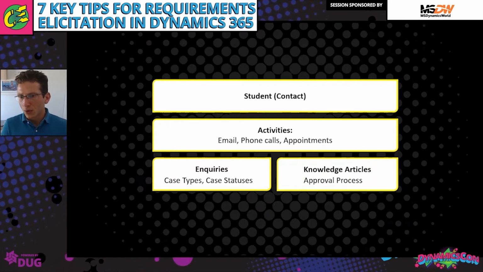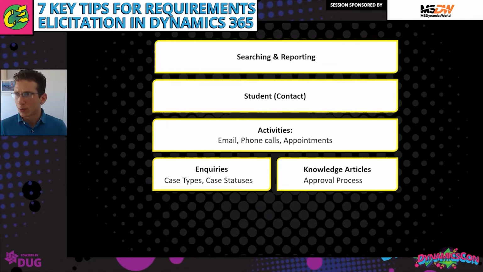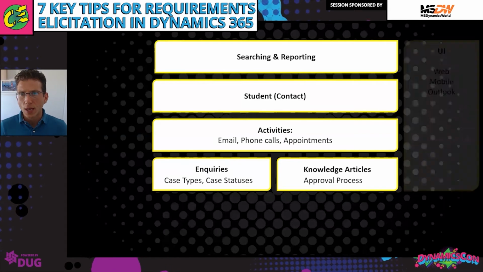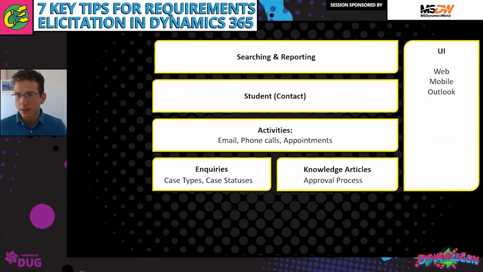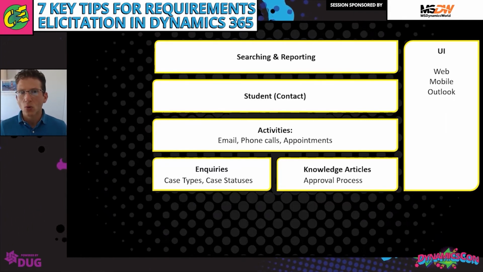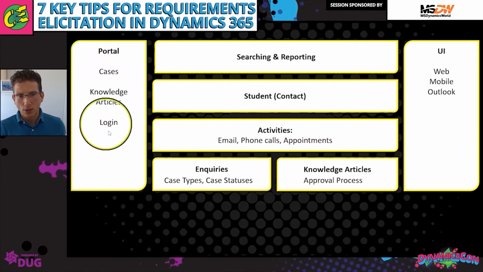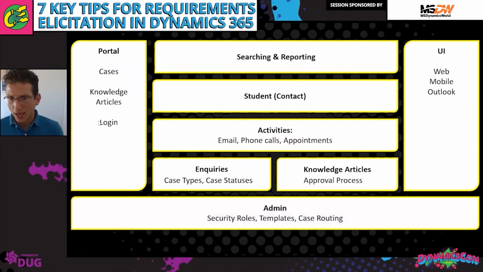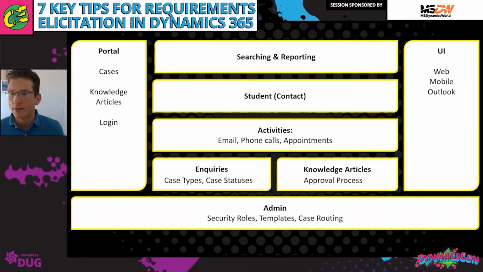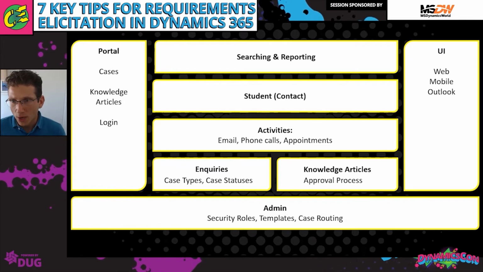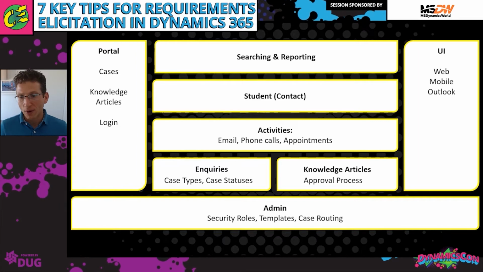So the more details you can add through your conversation, the better. Then you have searching and reporting capabilities on top. Often you have your UI, so you ask how Dynamics 365 is accessed: mobile, web, Outlook. I understood we have a portal, so I draft the portal on the side with case, knowledge articles, logins, and then we have the whole admin section below where you can manage security roles, templates, case routing, and whatever, right?